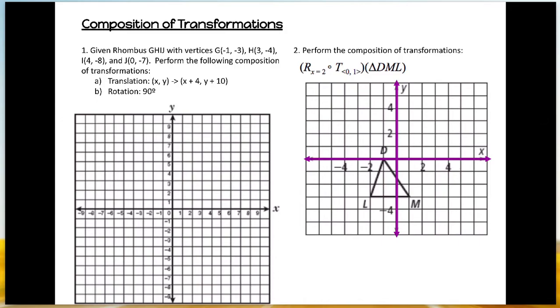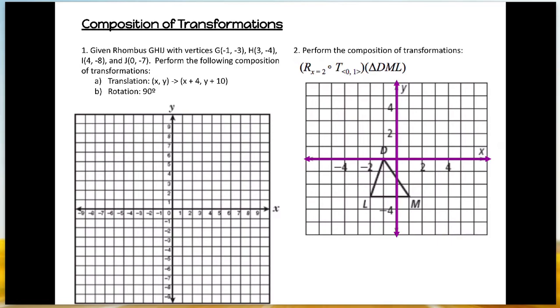We're going to look at compositions of transformations now. A composition is when you are performing two transformations on a figure. You have to do them in a certain order. We're going to look at some different notations that we might be asked to use for this.